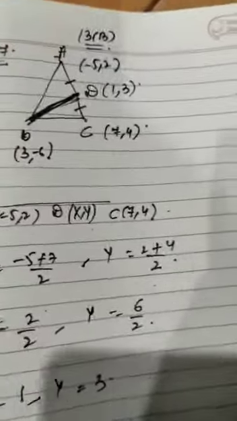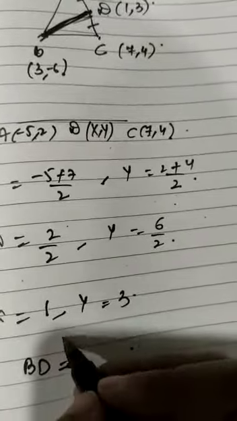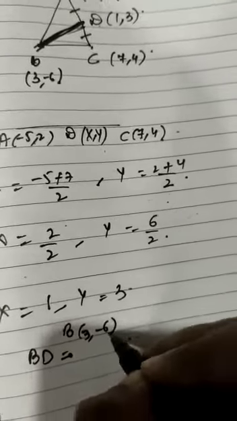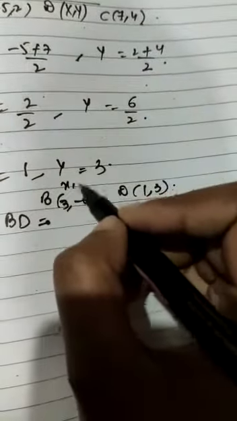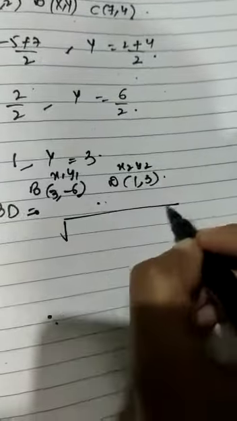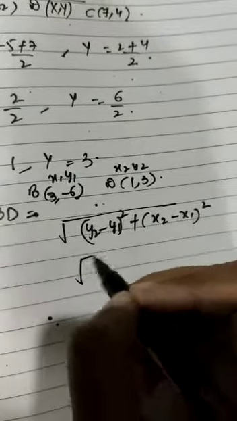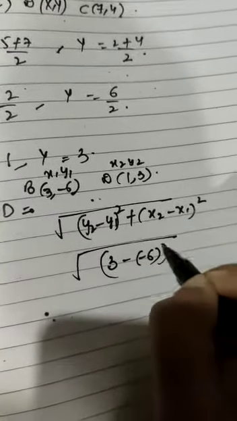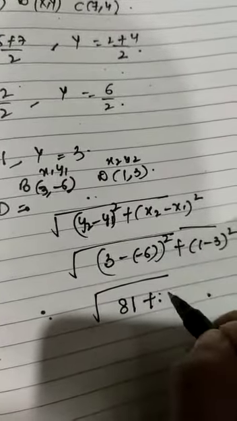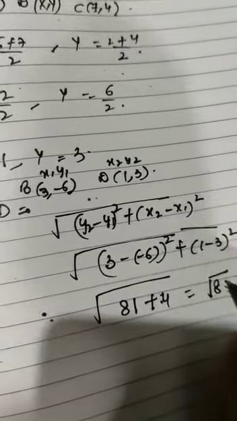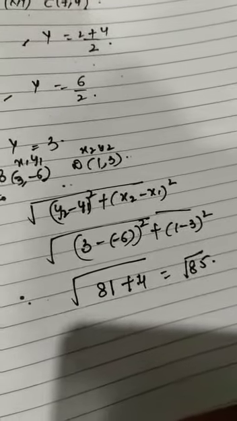Now we have to find the length of median BD. It means we will use the distance formula, with B as 3, -6 and D as 1, 3. Now for BD, this is your x1, y1, x2, y2. So BD is the square root of (y2 minus y1) square plus (x2 minus x1) square. 9 square is 81, plus 4, under root 85. Under root 85 is the distance between B and D.